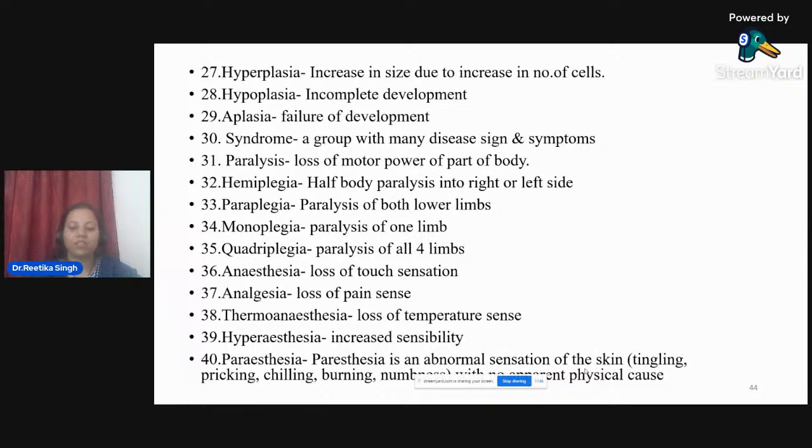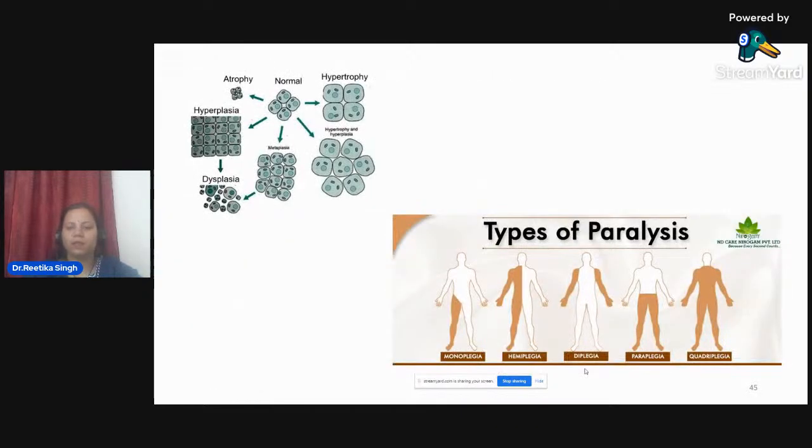Anesthesia is loss of touch sensation. Analgesia is loss of pain sensation. Thermoanesthesia is loss of temperature sensation. Hyperesthesia is increased sensibility. Paresthesia is an abnormal sensation of the skin, like tingling, prickling, and burning, which the patient feels in the body.